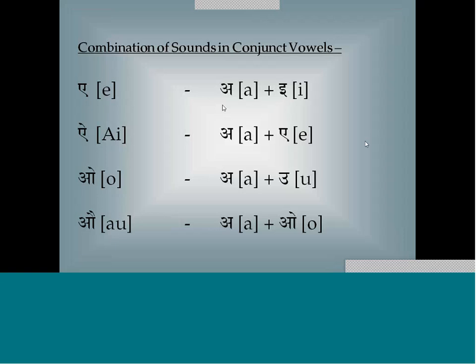So now A, I, O, Au, these four conjunctive vowels we have studied. So now we will move on to the next one. If you have any doubts, you can ask, or we'll move on.